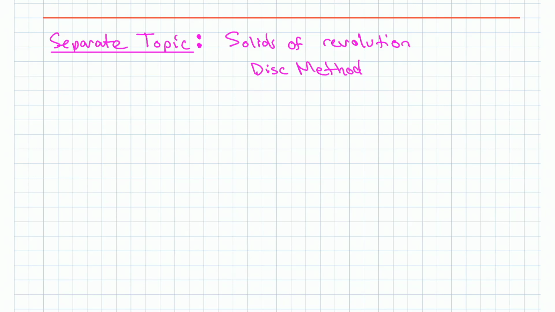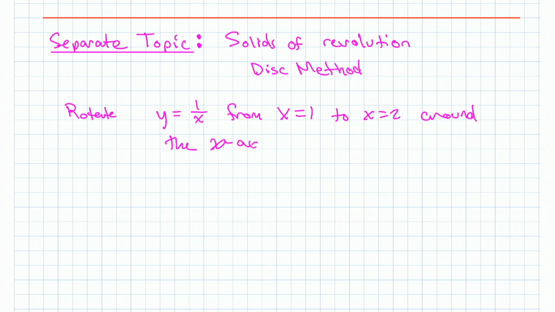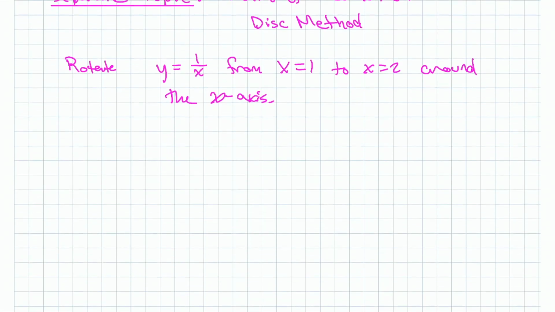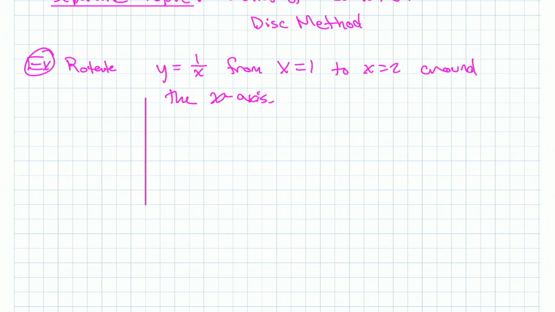Here's the idea. They'll give you a curve, like they say, rotate y equals 1 over x from x equals 1 to x equals 2 around the x-axis. This is an example, except I'm not doing calculations yet. I'm just going to draw pictures to give you an idea of what the solid of revolution is.